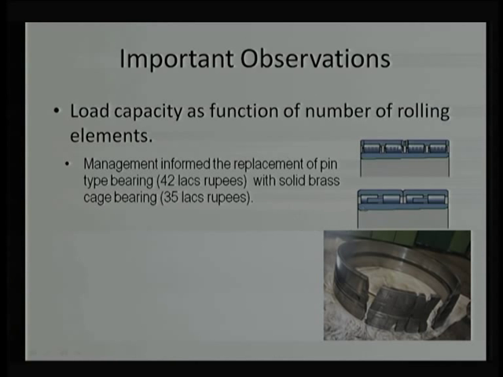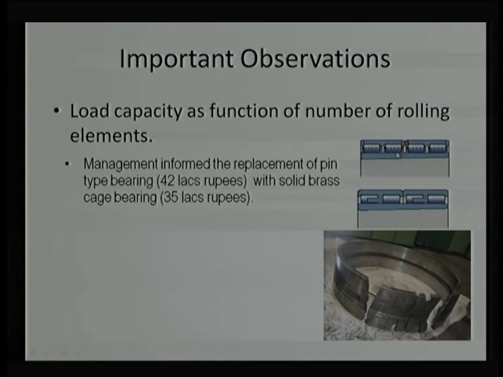When we examine this kind of configuration, one obvious question comes up: if a pin cage is going to occupy less space, and a solid brass cage naturally occupies more space, how was this kind of configuration made? In this situation, when our company was using this kind of bearing, there were 38 rollers per row.